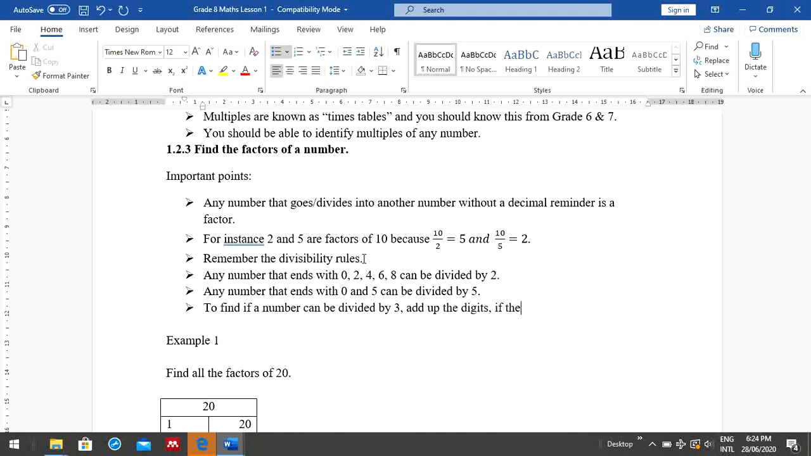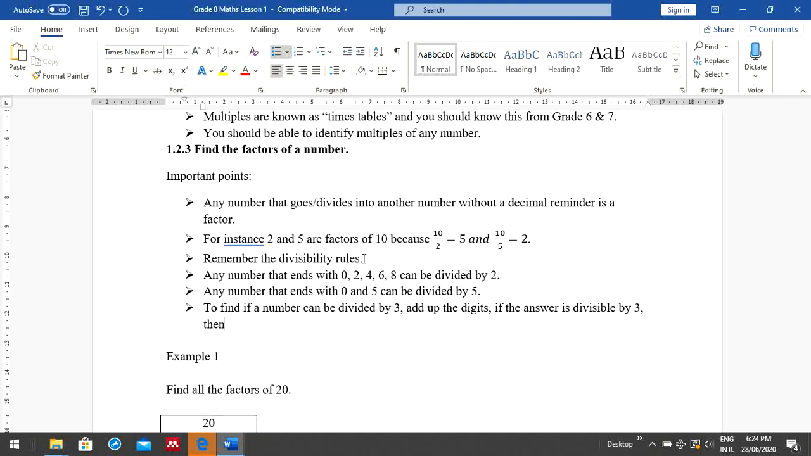If the answer is divisible by 3, then the original number can be divided by 3. Okay, let's look at an example for this one.